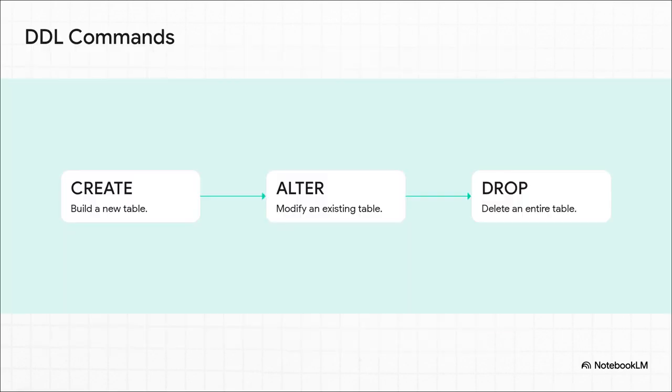The three main DDL commands are super simple. You've got create, which builds a new table. You've got alter, which lets you change a table you've already made. And you have drop, which, well, it completely deletes the table. It's just like managing folders.